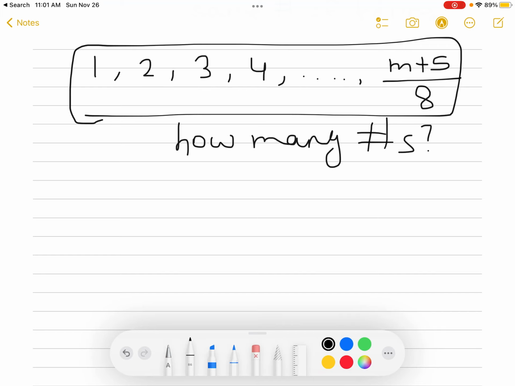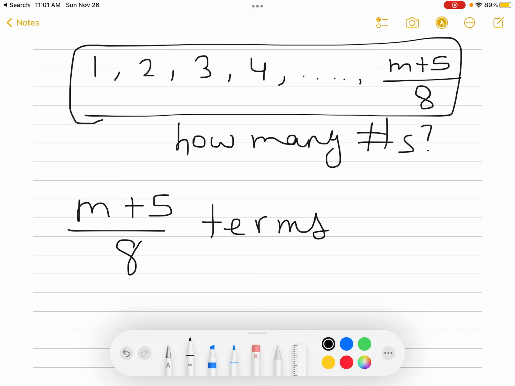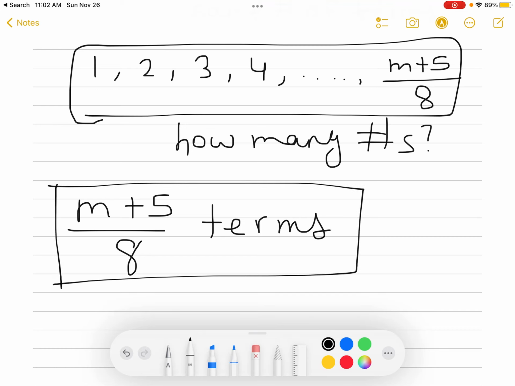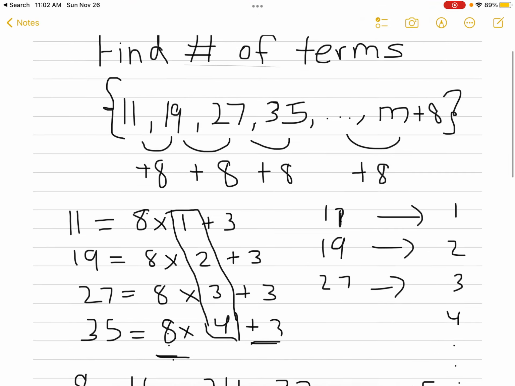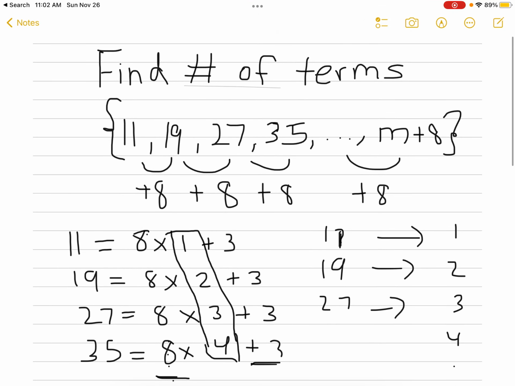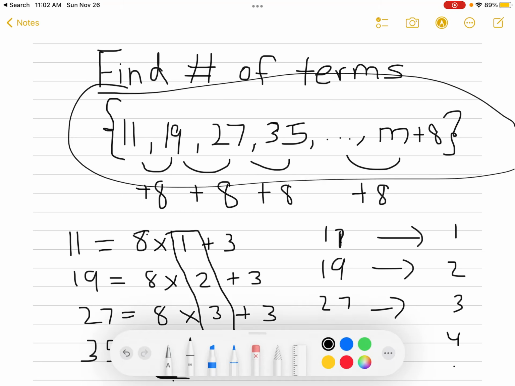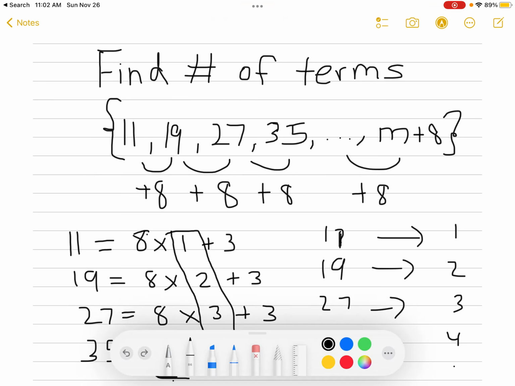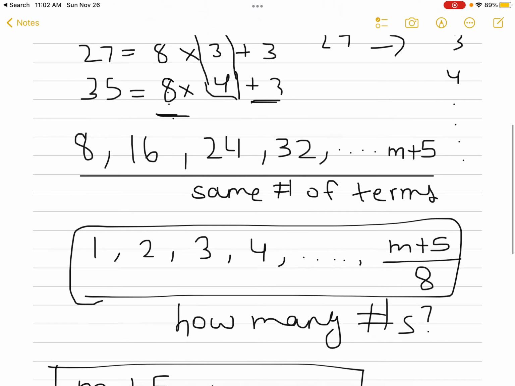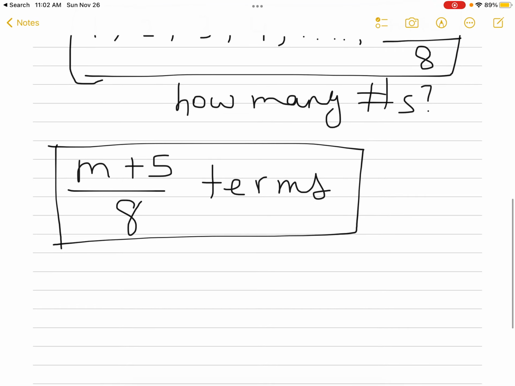Likewise, there will be m plus 5 divided by 8 terms in our original arithmetic series above. We can look at it up here. This sequence has m plus 5 divided by 8 terms. And that's our final answer.